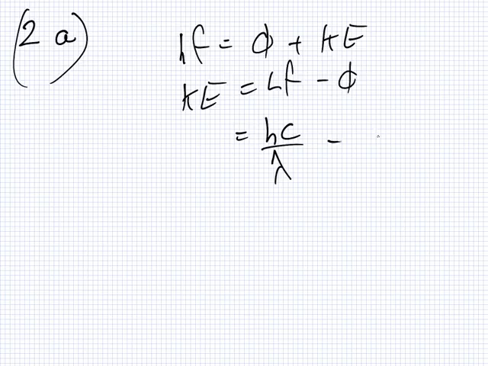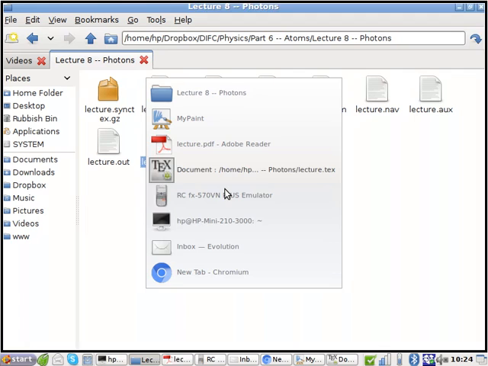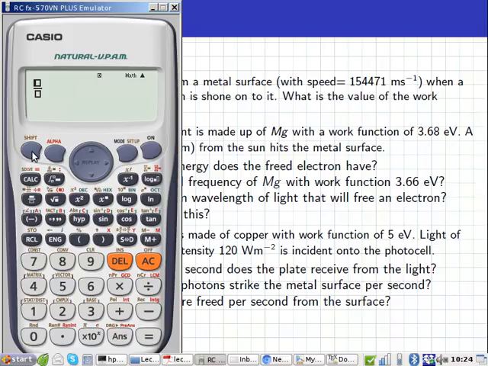Can you give me the numbers back? Well, actually, you know what? It was h, which is number 6, c, which is number 20, no, that's e. What's c? 8. No, it's not. 28. Oh, thank you. 28. Over, what's the wavelength? Nano. Minus the work function.